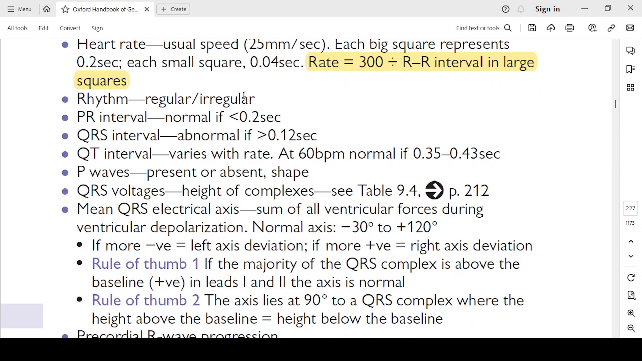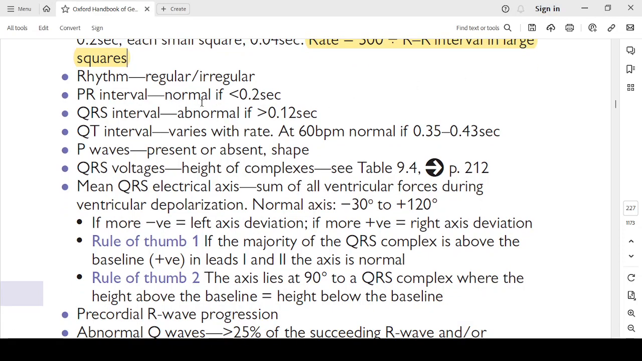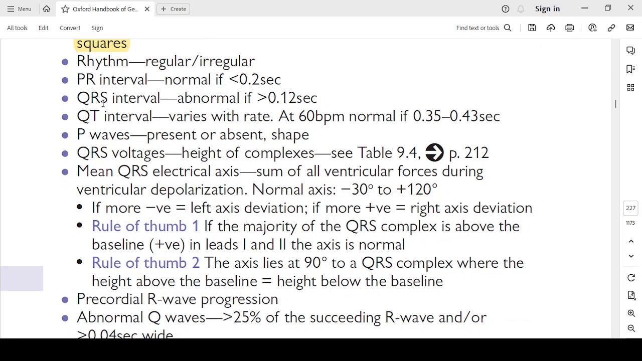Regular or irregular. You have to check two RR intervals, three RR intervals, and see whether they are regular or irregular, either the same or not. PR interval, normal if less than 0.2 seconds. QRS interval, abnormal if it's more than 0.12 seconds. So if it is more than 0.12 seconds, or more than 3 small squares wide, that means it is a wide QRS complex.